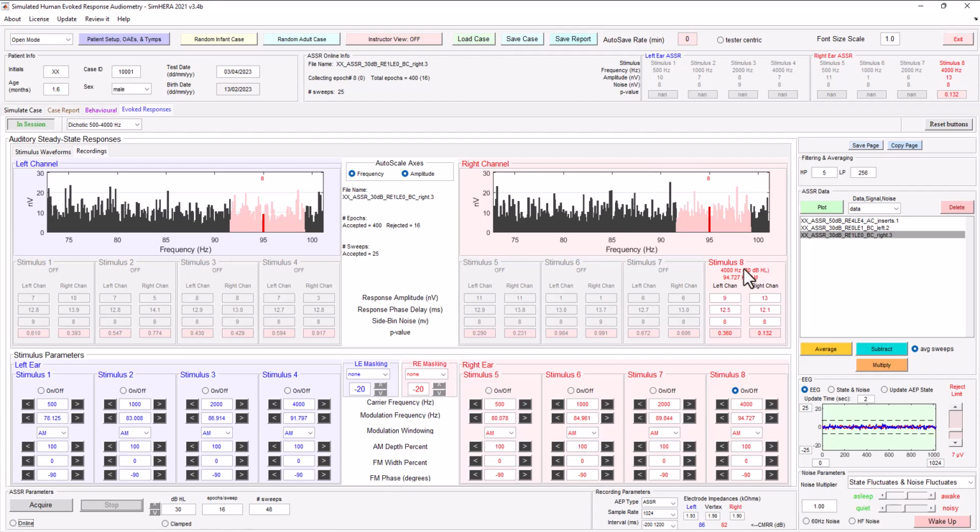But what we're going to do now is we're going to go up intensity. We know that it's now a sensorineural hearing loss, and we're going to go up 30 dB and then acquire for the 4,000, because now we're searching for threshold for 4,000 for the right, and then we'll also do that for the left.